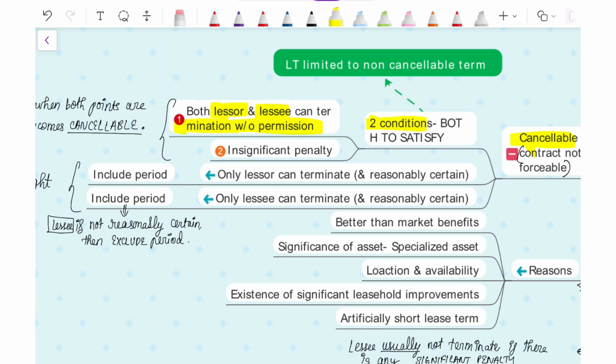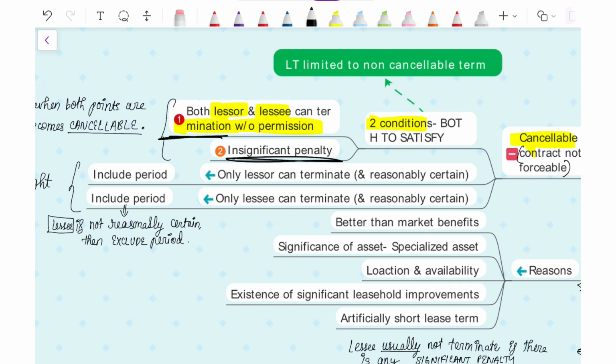Along with that, even if they are terminating the contract, there is no significant penalty. That means there is an insignificant penalty which the lessor and lessee both would not care whether they have to pay for it or not. They would pay for it if they want to also. It is very insignificant in nature. If both these conditions are there, then in such case it will be known as a cancelable lease.